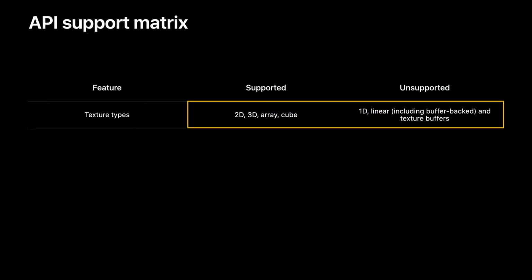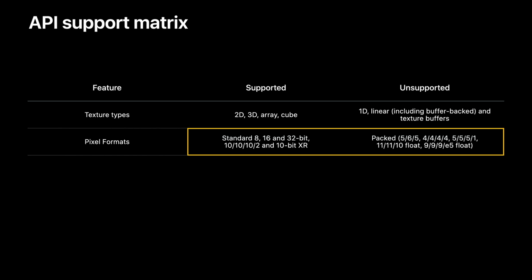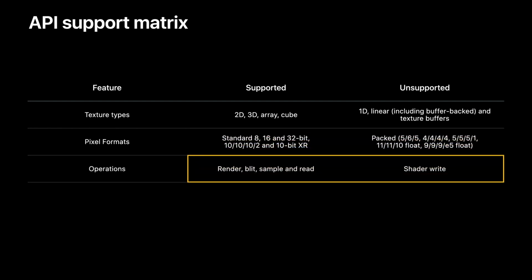Note that you can create textures with lossy compression for most configurations, with a few exceptions. For example, you can use lossy compression for most common texture types, including 2D, 3D, array and cube, but the feature doesn't support some of the less common types. Similarly, lossy compression supports most common pixel formats, but not the formats with packed color channels. Lossy compression supports textures as render targets, in blit operations, and when you access them with sample and read operations.